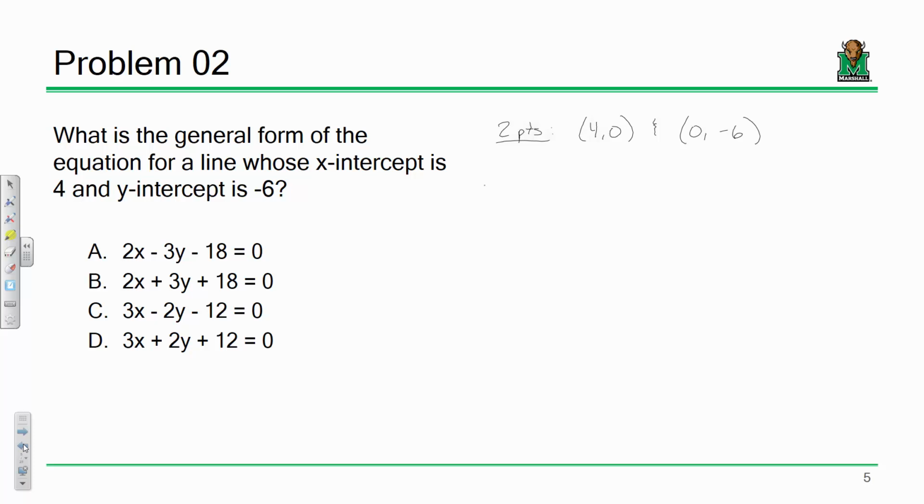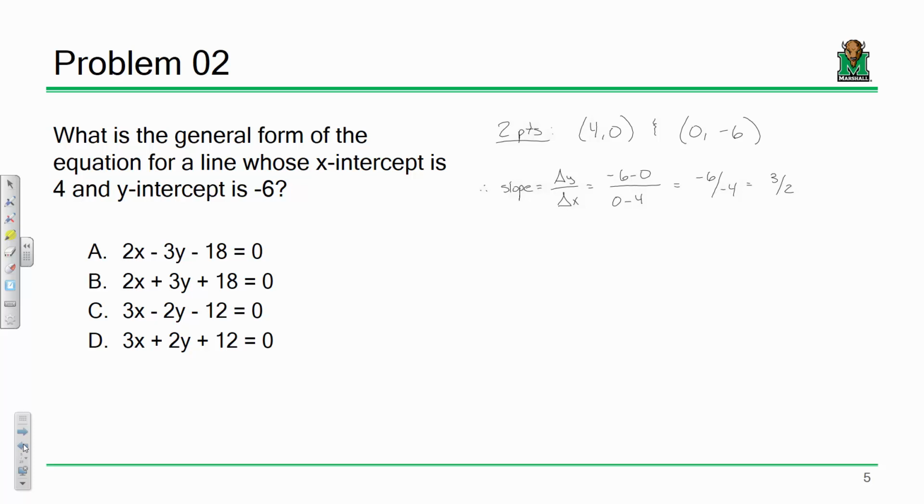So with those 2 points, I can get a slope. And how do I do that? Change in y over change in x, right? So what do we have? We have 6 minus 0 over 0 minus 4, which is 6 over negative 4, so negative 3/2, right? So there's the slope.